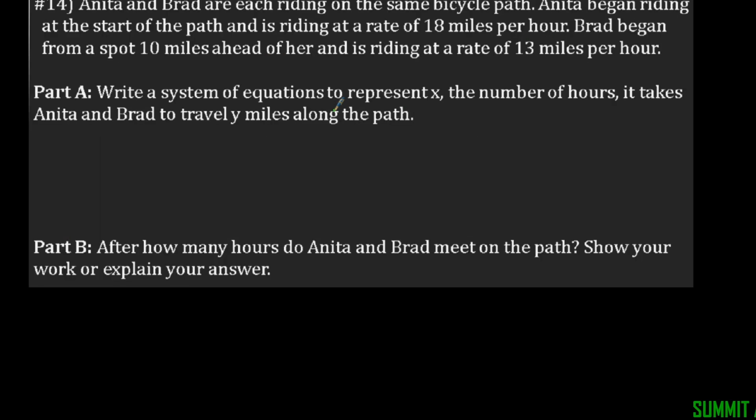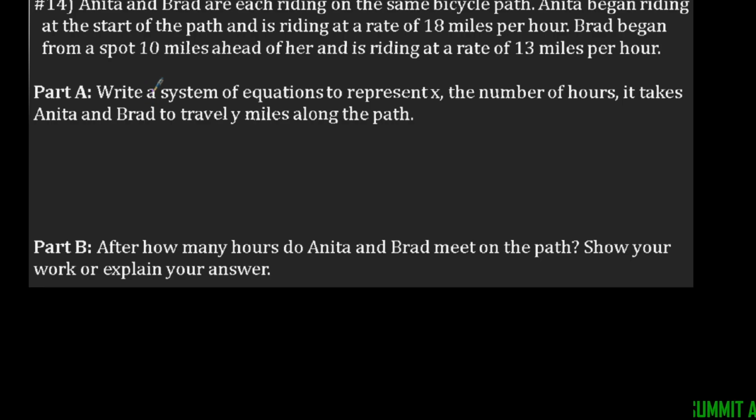Then for number 14, it says Anita and Brad are each riding on the same bicycle path. And it says Anita began riding at the start of the path and is riding at a rate of 18 miles per hour. Then it says Brad began from a spot 10 miles ahead of her and is riding at a rate of 13 miles per hour. So for part A, there are 2 different parts, so there are going to be multiple points. For part A, it says to write a system of equations to represent x, the number of hours it takes Anita and Brad to travel y miles along the path. So let's do that first part.